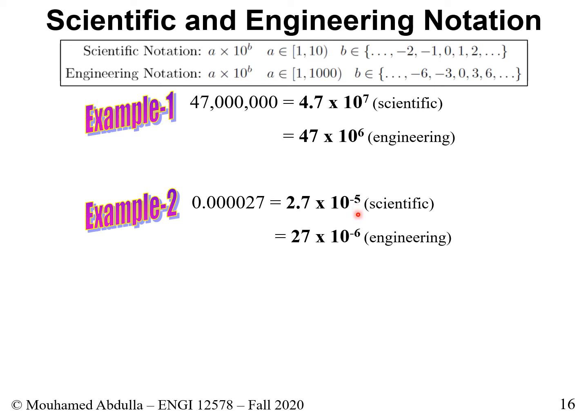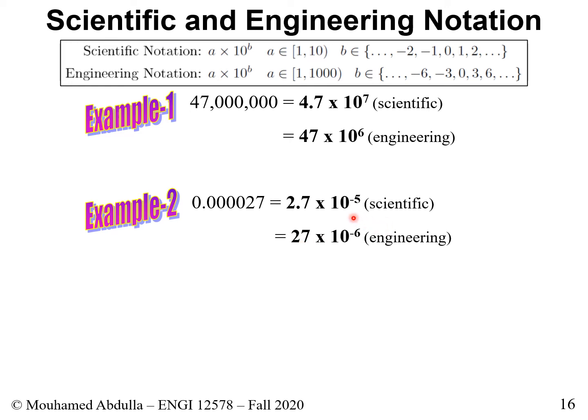So one way to make it in engineering notation would be to make it -6. So for -6, you would basically multiply by 10 to the -1. But because you multiply by 10 to the -1, you need to also get rid of it. So you multiply by 10. So 2.7 multiplied by 10 becomes 27. And this is 10 to the -6. Now this is engineering notation. It meets the rule for engineering notation. This is a multiple of 3. And this is a value between 1 but less than 1,000.